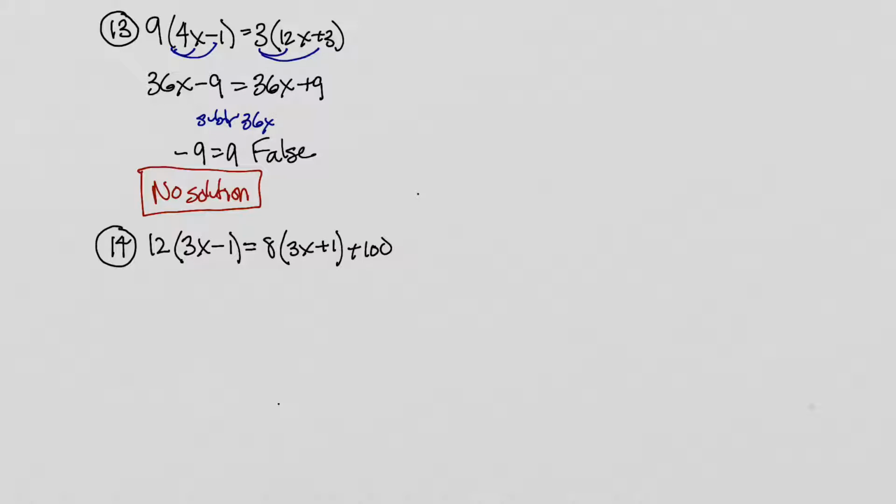Let's see what happens here in number 14. We're going to distribute this 12 through, right? The first thing we're going to do is distribute the 12. 12 times 3x is 36x, and then this 12 times that negative 1, that's going to give us negative 12, equals, now let's distribute the 8 through. We'll get 8 times that 3x is 24x, 8 times that 1 is plus 8, and then we've got plus 100 out there.